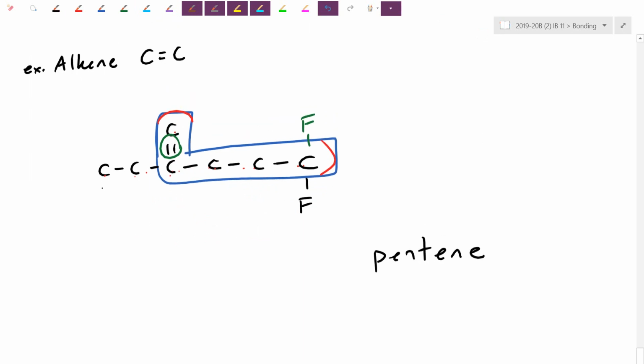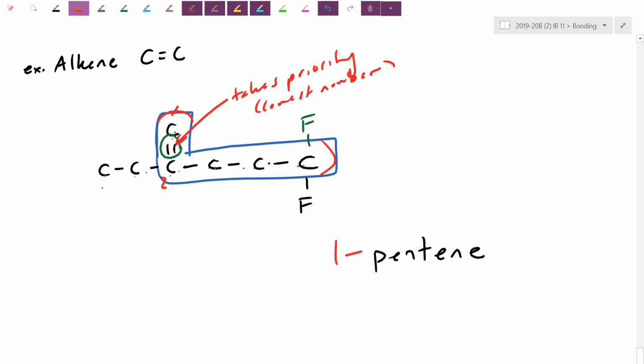And in this case here, because this double bond could have been anywhere along that chain, my double bond here takes priority. The double bond here is very special. When it takes priority, this one always takes the smallest number. So my double bond goes from carbon number 1, it stretches from 1 over to 2. You can call this one a 1-pentene.